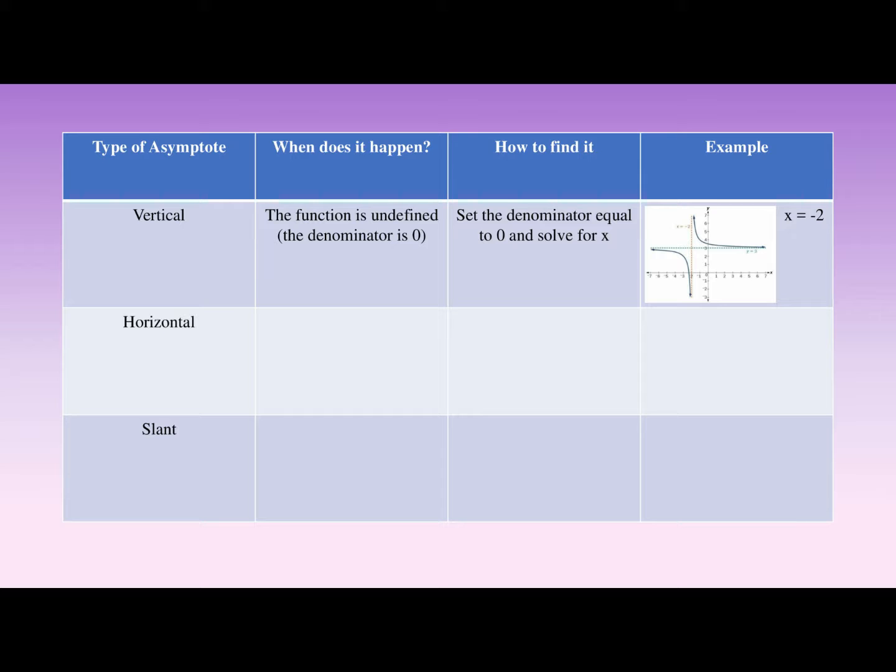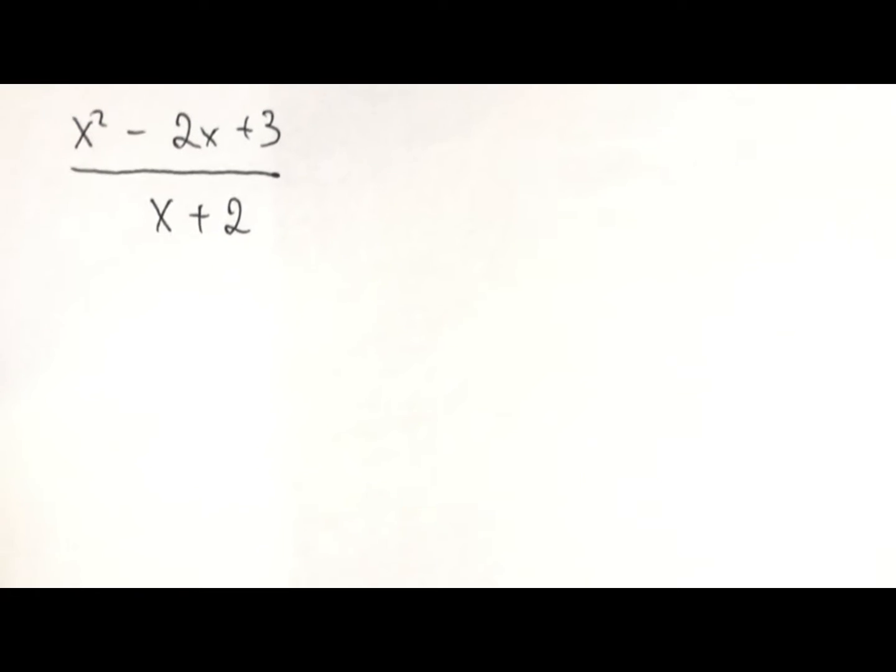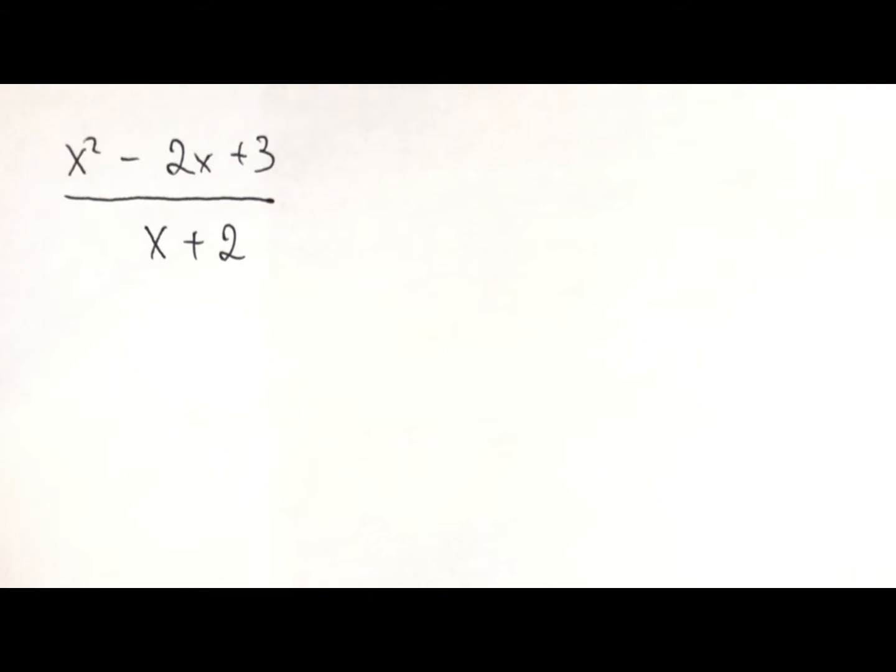We are going to use this graphic organizer to help you distinguish the three types of asymptotes, and we are going to fill out the rest of the graphic organizer in class when we talk about horizontal and slant asymptotes. So let's look at some examples together. The first example we have is x squared minus 2x plus 3 over x plus 2.